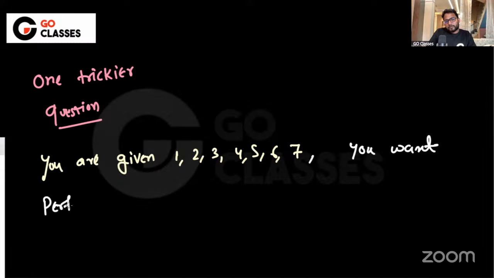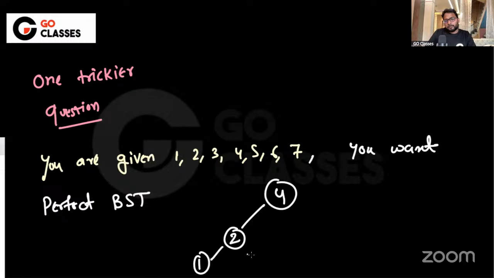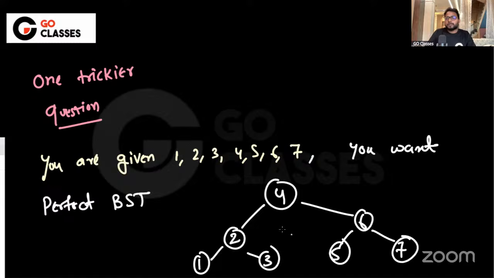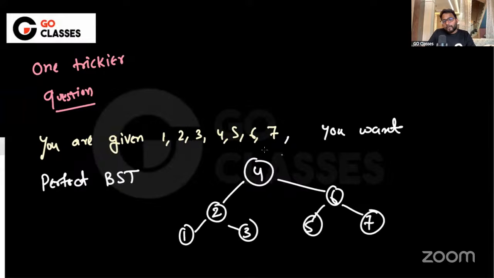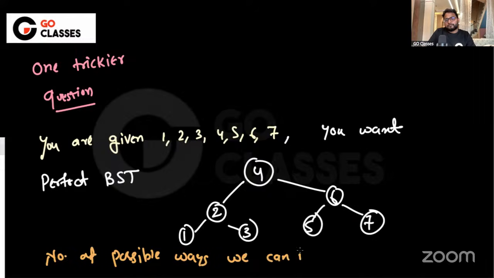Perfect, or you can say perfect binary search tree, which will look like this. So basically 4 will be in the middle, and then 2 here, 1 here, 3 here, and 6 here, 5 here, and 7 here. Suppose you want to get something like this. Now in this case they are asking, how many ways you can insert such that you get this. So the number of possible ways you can insert to get this.